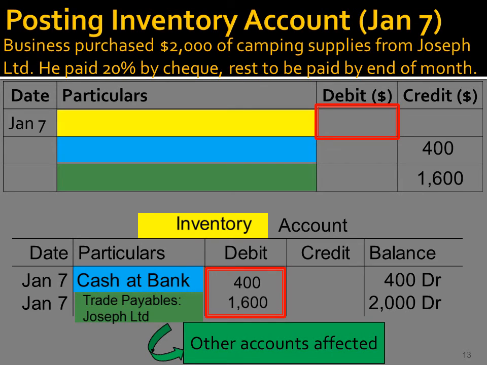Second check, the amount to be posted will only be posted to either the debit side or the credit side, and not both at once, right? So we are debiting the inventory account, the amounts are placed in the right column. We have successfully completed posting all the 3 accounts in this transaction.